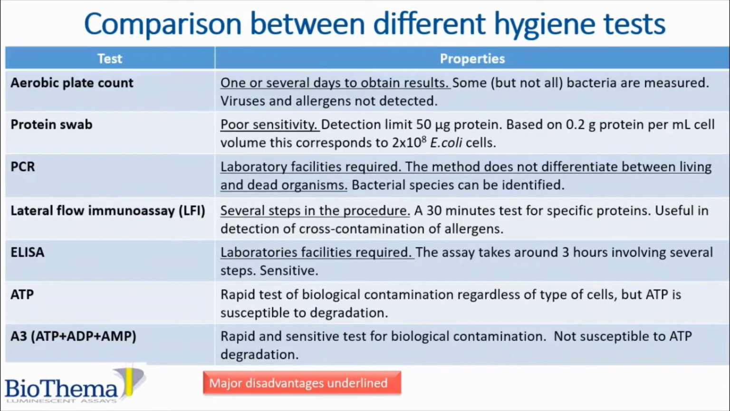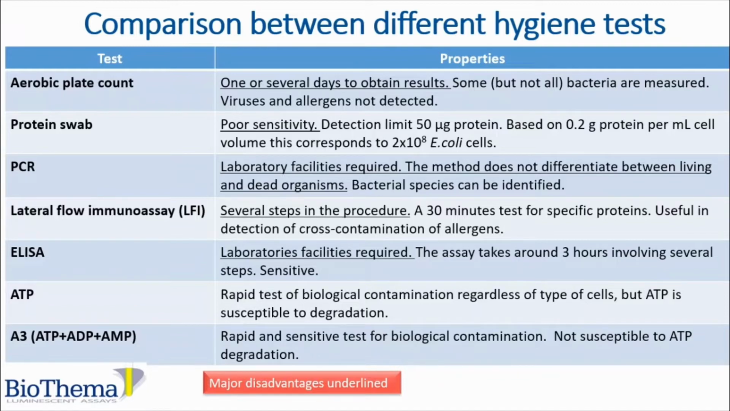There are several tests for measuring hygiene. First is aerobic plate count, that's the conventional one. The disadvantage is that it takes one or several days to obtain the results. We have the protein swab, which has a poor sensitivity. We have PCR, laboratory facilities are required and the method does not differentiate between living and dead organisms. Lateral flow immunoassay, several steps in the procedure, takes about 30 minutes. ELISA, again, laboratory facilities are required and it takes around 3 hours.